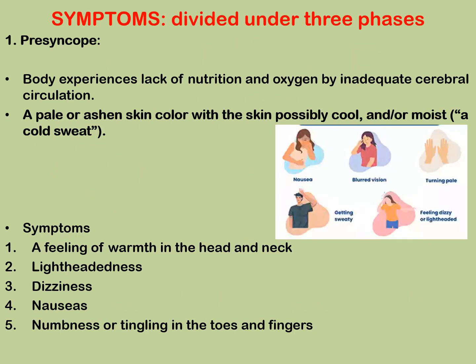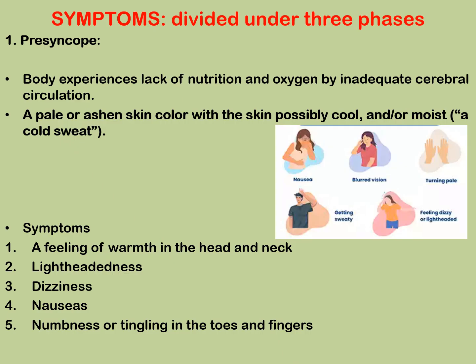Coming to the symptoms of syncope, it is divided into three phases, that is pre-syncope, syncope and post-syncope. Now let's talk about pre-syncope, the stage just before someone faints. It is the period when the body experiences lack of nutrition and oxygen due to inadequate cerebral circulation. Unlike full syncope, the consciousness is not lost.